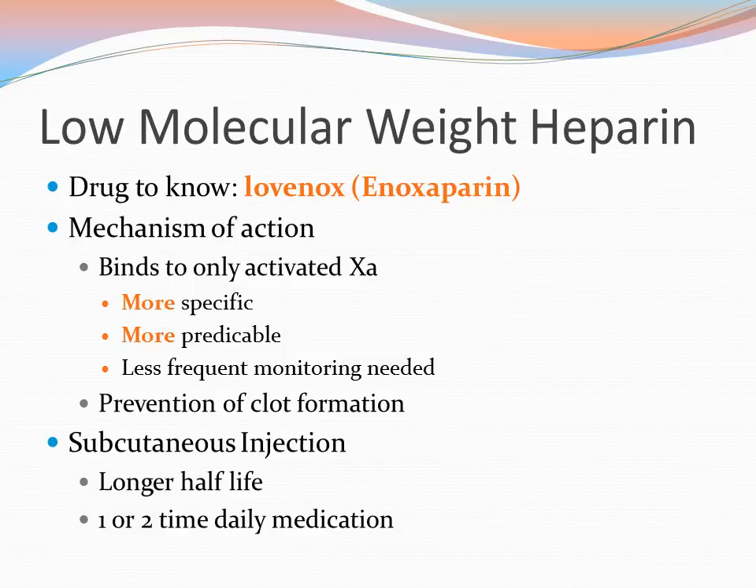Because Lovenox is more specific and it's only working on this one factor, 10A, so it's not even just factor 10, it's even more specific to factor 10A. It's more specific and it's more predictable, which means it's a little bit safer to use, is your rule of thumb with Lovenox. It still prevents clot formation, so it's going to be used more for those patients who come in and you identify that they're at risk for developing a clot.